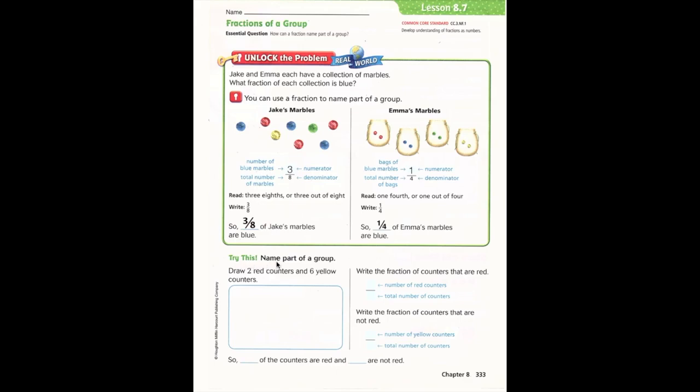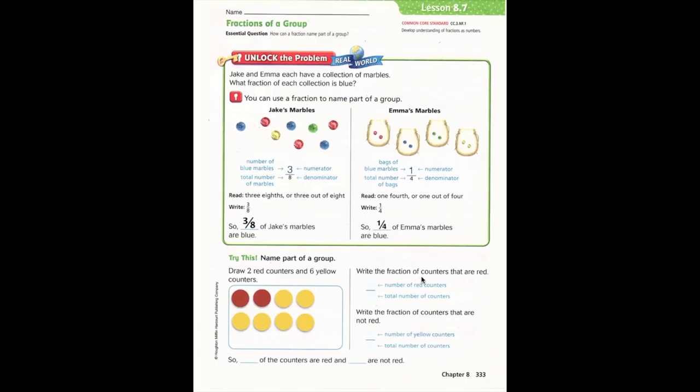Try this. Name part of a group. Draw 2 red counters and 6 yellow counters. Okay. All right.